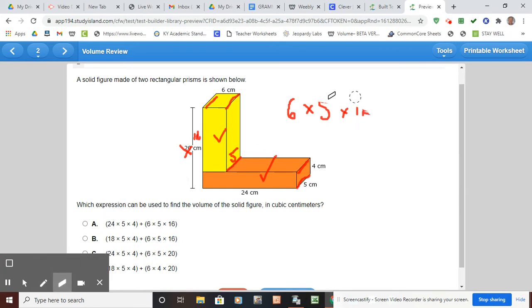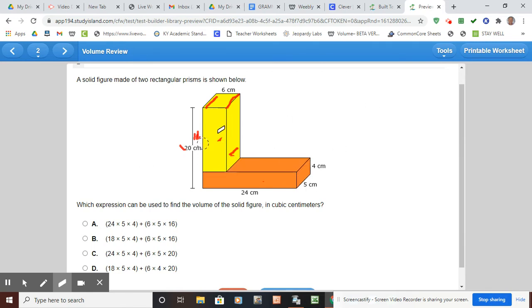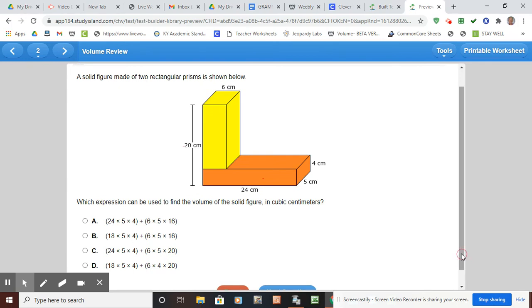And you simply add those together to get the volume of the entire L-shaped figure. Okay. Multiply length times width times height of both rectangular prisms, then add them together. Okay, let's move along. Let's do another.